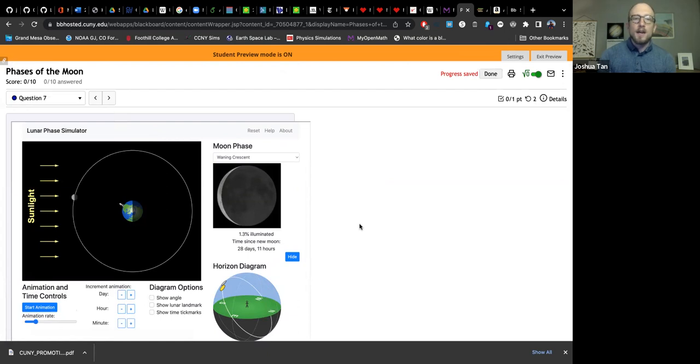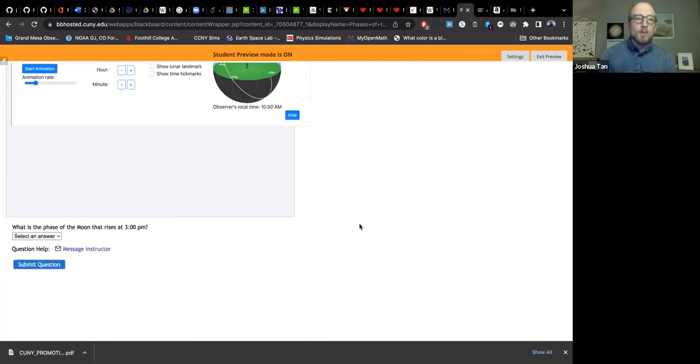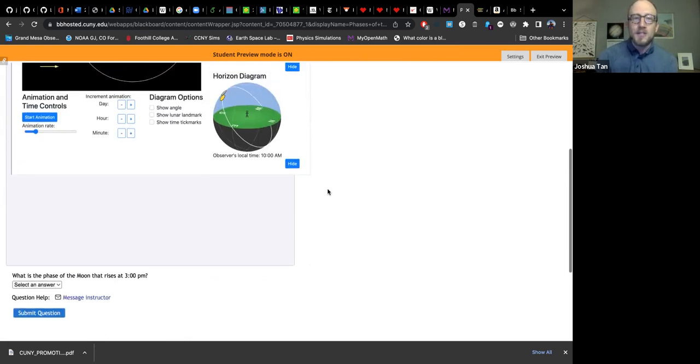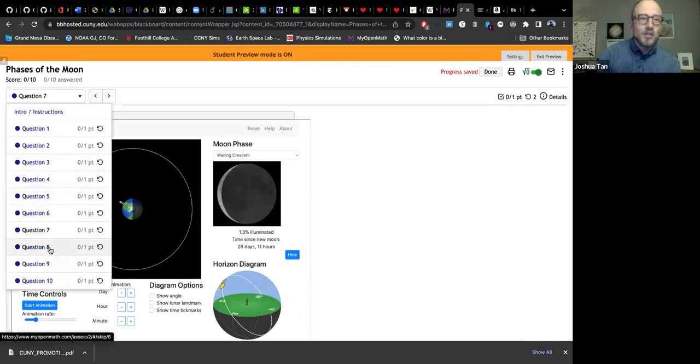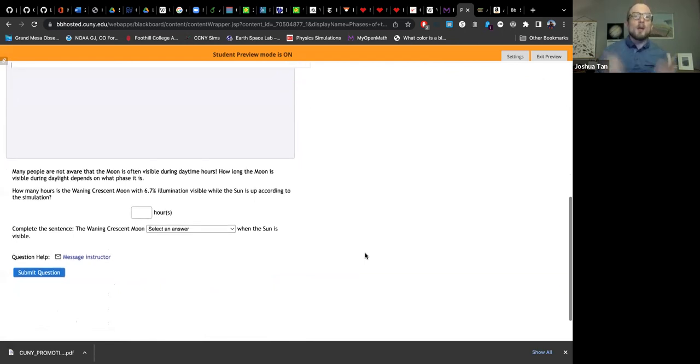Question number 7. It asks what is the phase of the moon that rises at 3 p.m.? You'll just have to figure that one out for yourself. Question number 8 asks, many people are not aware that the moon is visible during the daytime, which is something we've mentioned already. How long is the moon visible during the daylight?